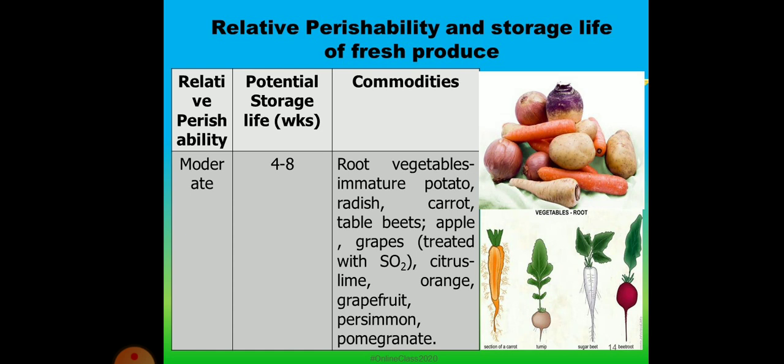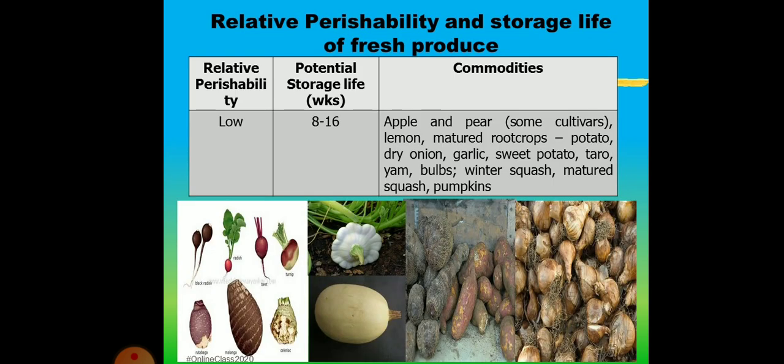Next, we have here the moderate crops in terms of perishability. It can last for 4 to 8 weeks. So this includes immature root crops, some citrus, and other fruit vegetables. Again, storage of these root crops can reach 4 to 8 weeks in an ambient condition of 10 to 15 degrees Celsius.